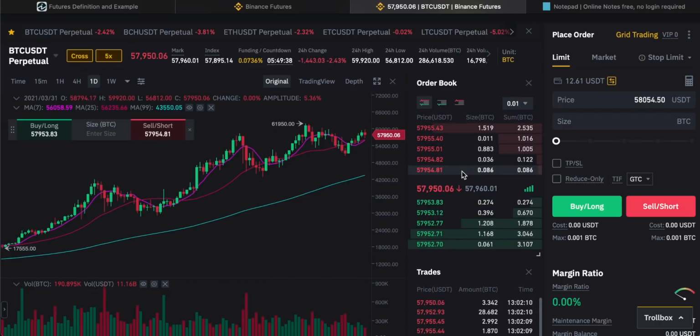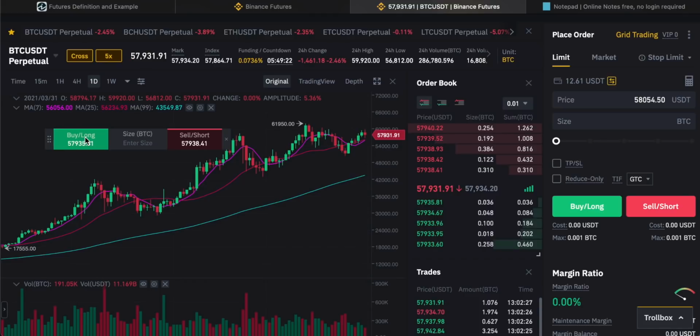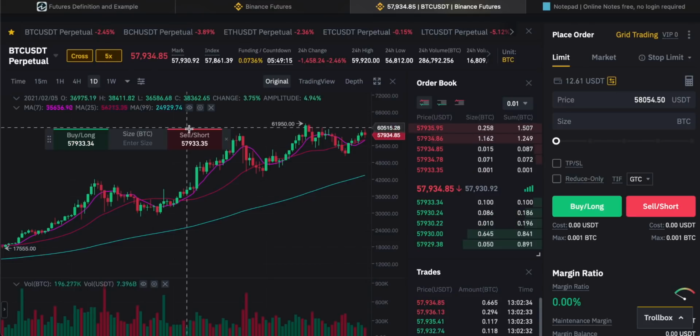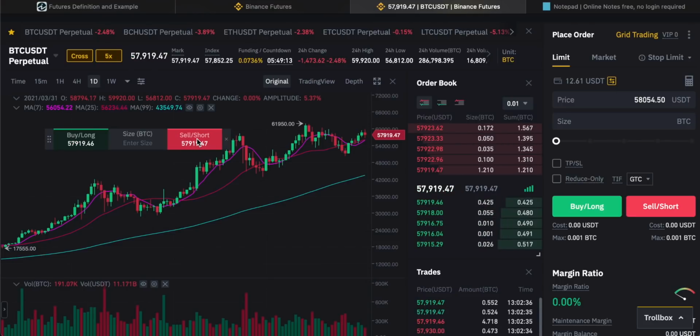And one of the benefits of trading futures and not owning the underlying is that you can sell short. So you can actually see this option here, and this is an order option that you can have. So you can buy and go long, or you can sell and go short if you want. Buying long is betting on a price rise, and selling short is betting on a price fall.